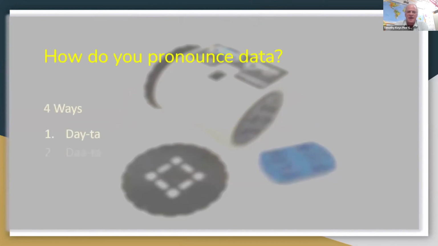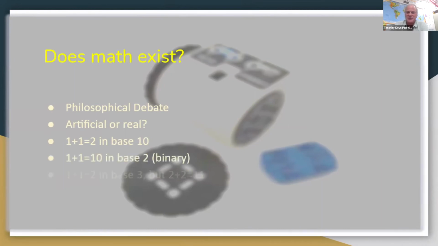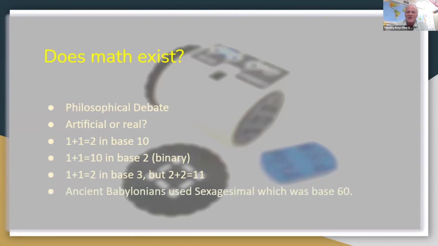There are actually 4 ways to pronounce data. The top 2 are from Britain, the bottom 2 are from America. And then there's a big debate amongst philosophers. Does math really exist? Is it artificial or real? We know 1 + 1 is 2. Everybody likes that, right? But it's 10 in base 2. It is 2 in base 3, but if you add 2 + 2 in base 3, you get 11. If you go back to ancient Babylonia, they used sexagesimal, which is a base 60. So is this artificial? Is it real?